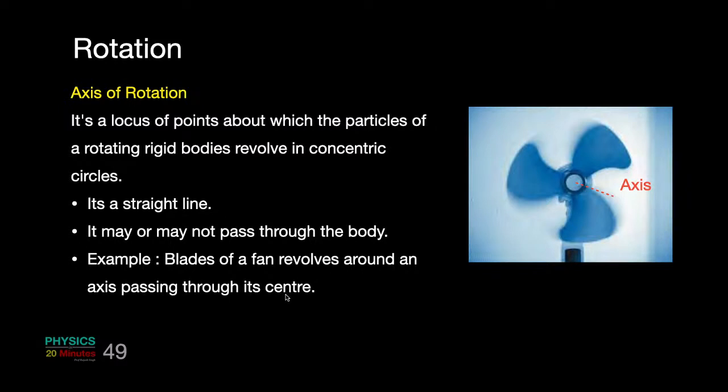For example, if you have a wire bent in the form of a ring, or maybe a bangle, and it's spinning about its natural axis, then the axis is not a part of the body. Similarly, when the earth revolves around the sun, the axis passes through the sun and does not pass through the earth. So the axis can go through the body or it may not go through the body. We have to remember that.